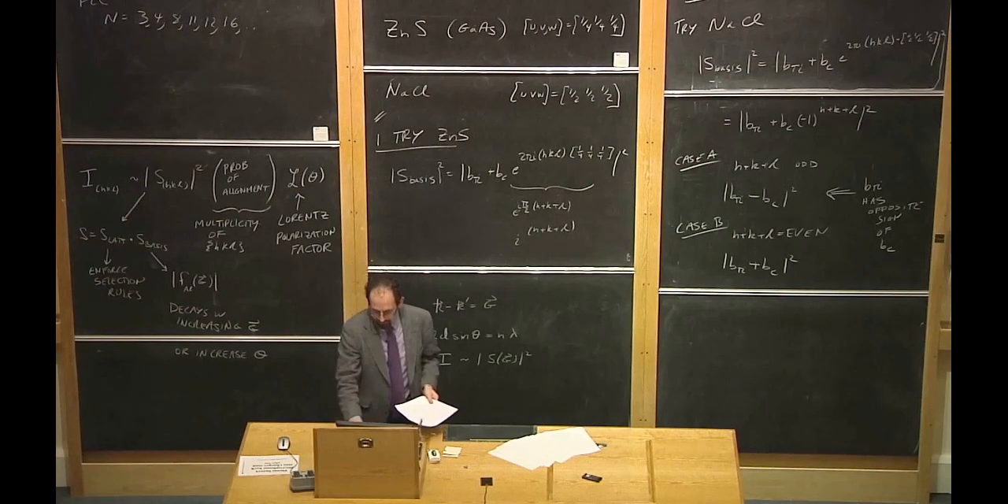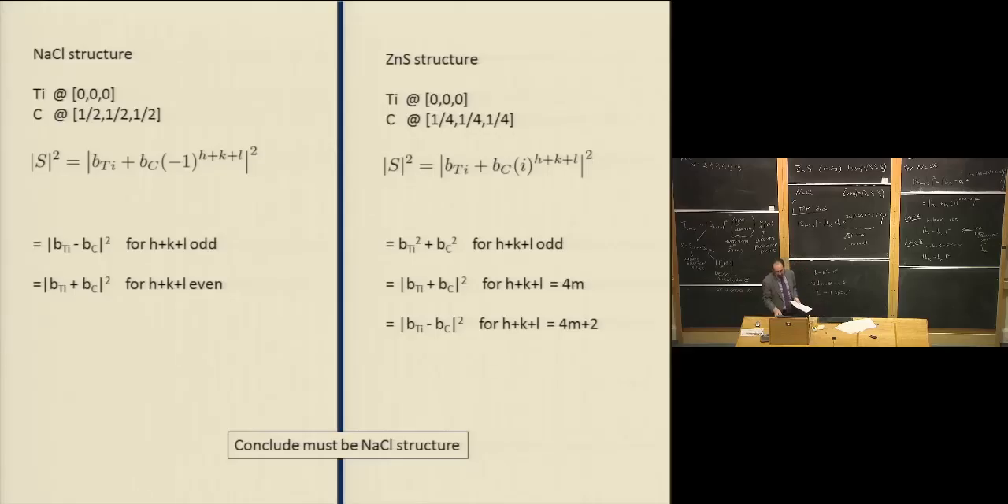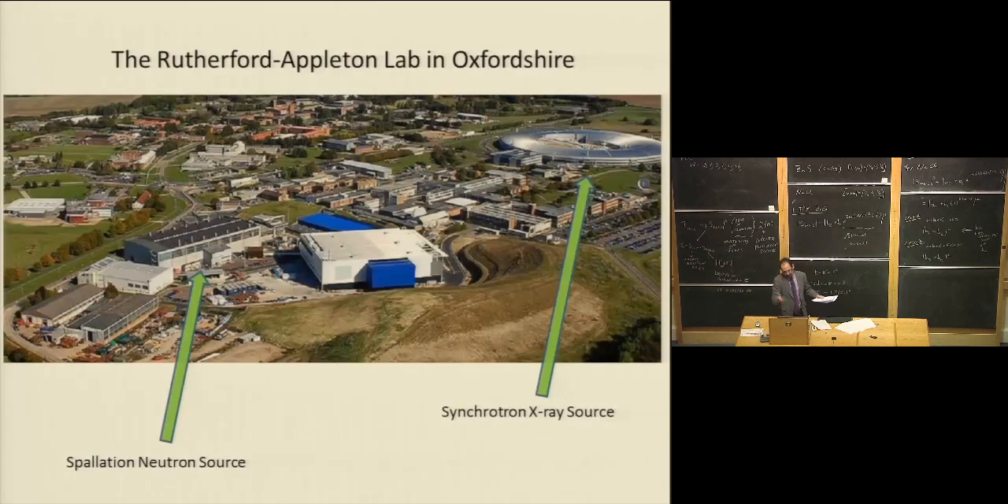So let's see. Yeah, there's the summary slide. So we conclude it has to be sodium chloride structure. Let's see. So we can actually go on and discuss how you make neutrons for a second. We discussed how you make X-rays in the last lecture, I think. But we haven't discussed how you make neutrons.